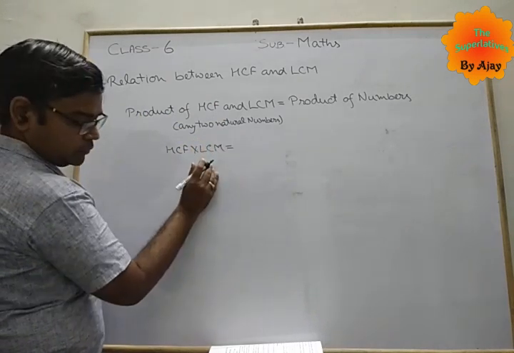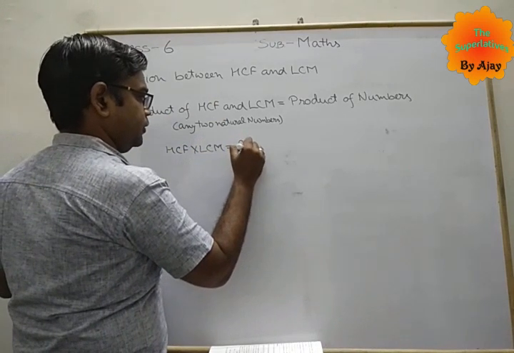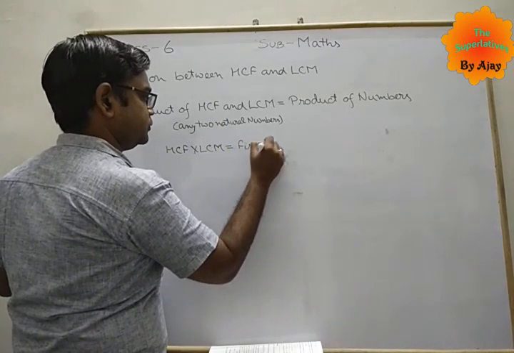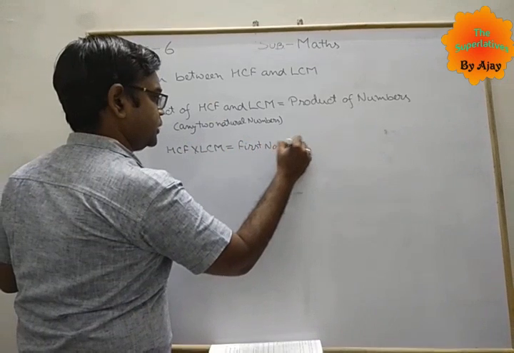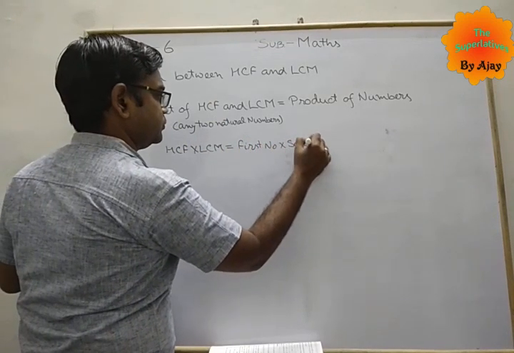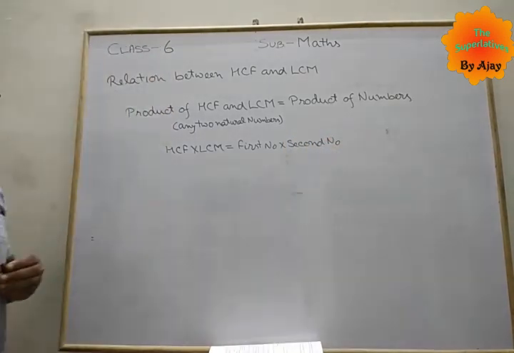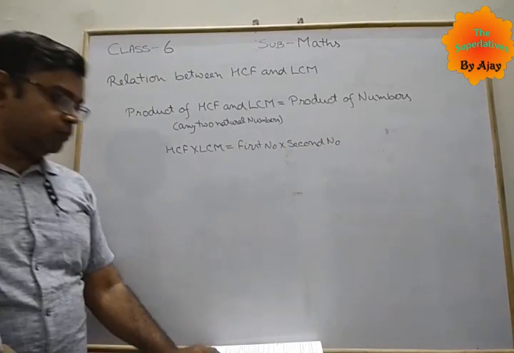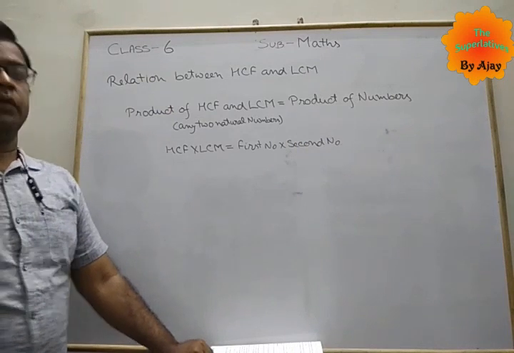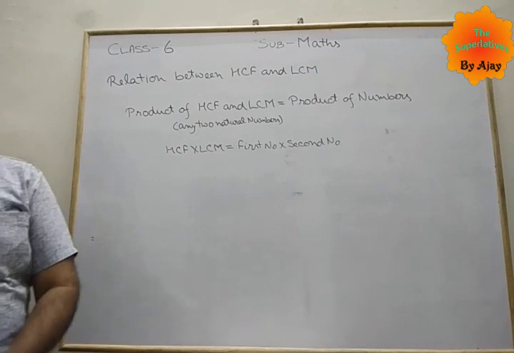Now move to the exercises 4.5. Now I think you are able to solve question number 1 and 2 that is given, finding the LCM by using the prime factorization method and finding the LCM by the division method. Now we are going to discuss question number 3.